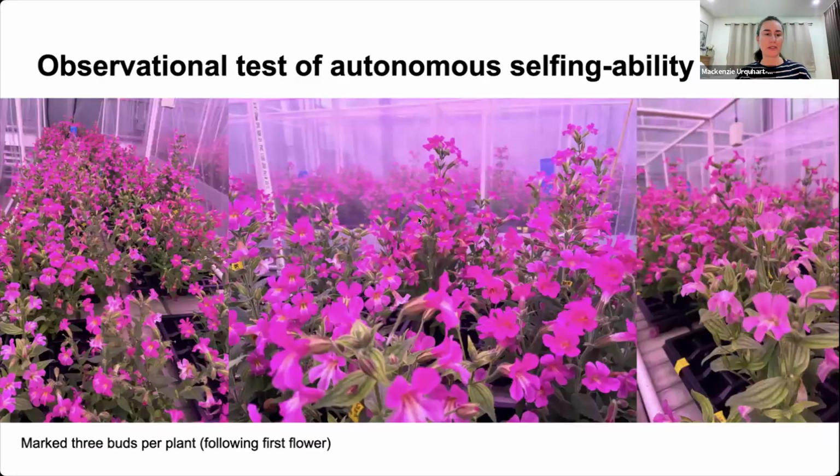For measures of autonomous selfing, I marked focal buds before flowers opened, monitored fruit development, and collected fruit samples after dehiscence. I repeated this across 3 different buds per individual plant.